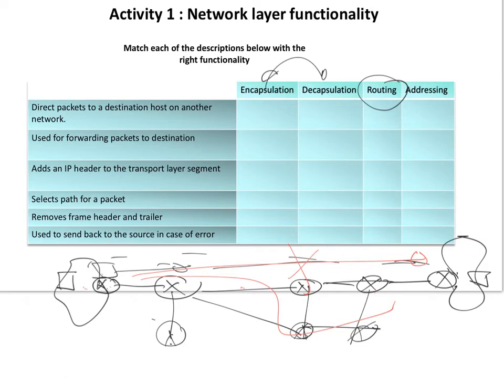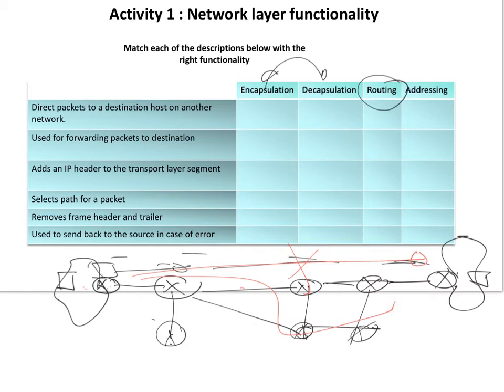What's the opposite of fragmentation? Defragmentation. It's like encapsulation and decapsulation. We'll talk about fragmentation in detail in the next lecture. But here we're talking about the characteristics, which is medium independent. In general, the network layer is medium independent.